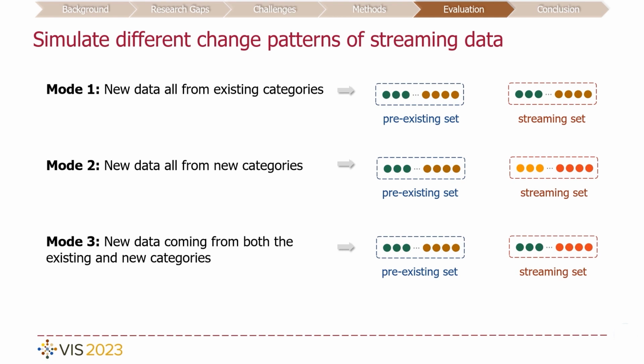Recognizing the diversity in streaming data change patterns and their varying impacts on algorithms, we simulated 3 different situations when dividing each dataset. Mode 1. All new data originates from existing categories. Mode 2. All new data belongs to entirely new categories. Mode 3. New data comprises a mix of both existing and new categories.